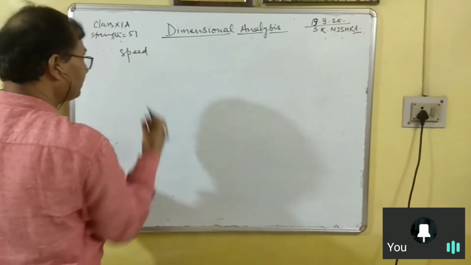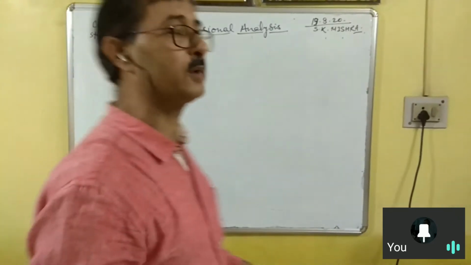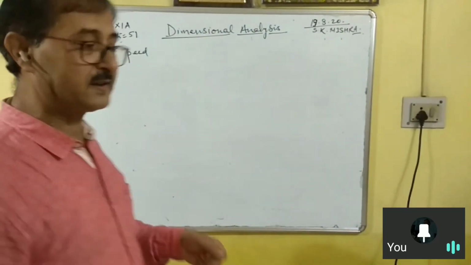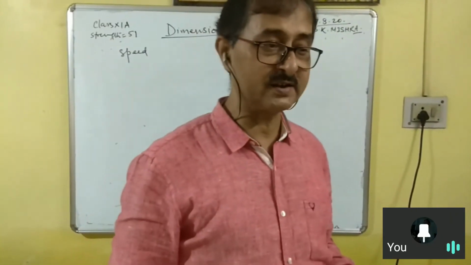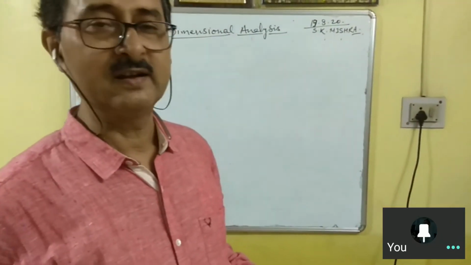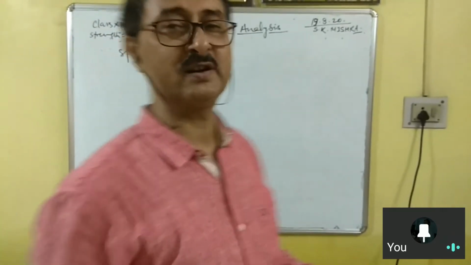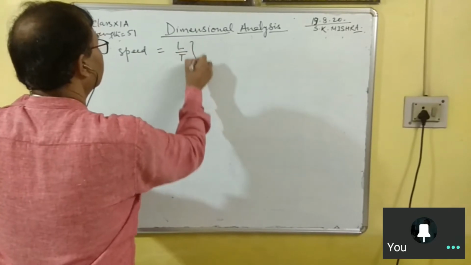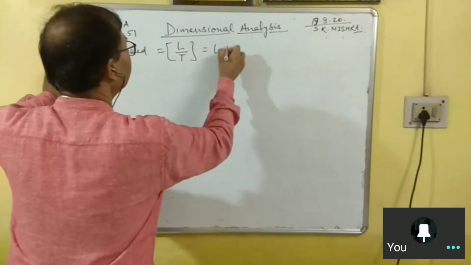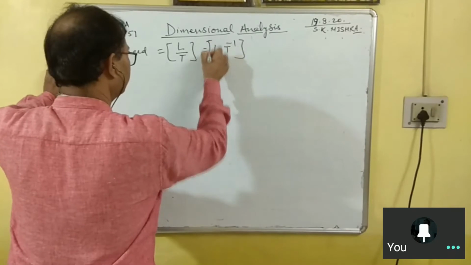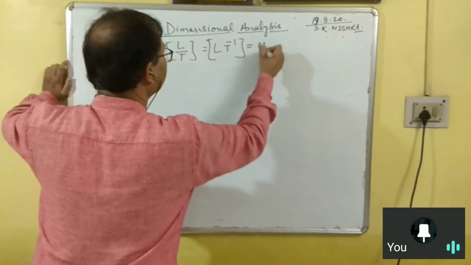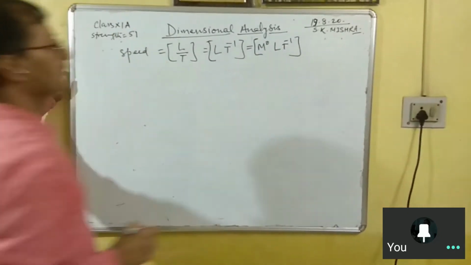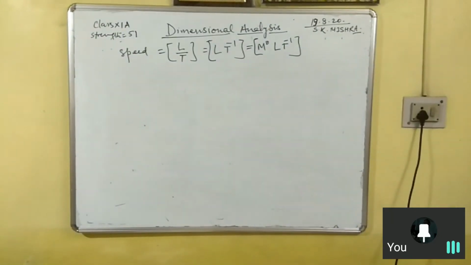The speed and velocity have the same dimensional formula, because whether it is speed, velocity, relative velocity or any velocity, that velocity has the same dimension. So this is equal to distance by time. So distance by time is L T minus 1. No problem. So this is the dimensional formula of speed or velocity.